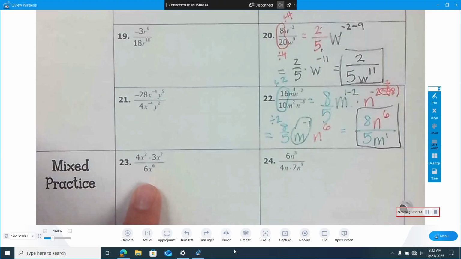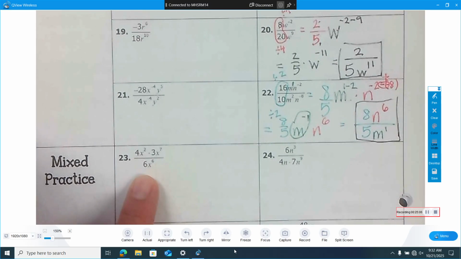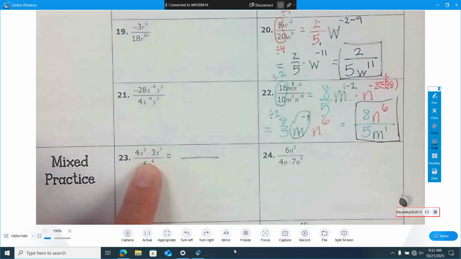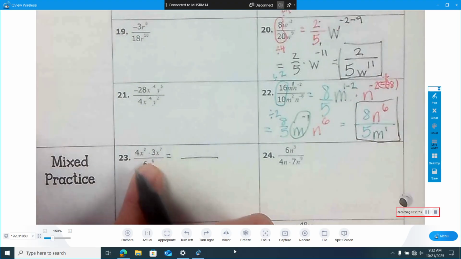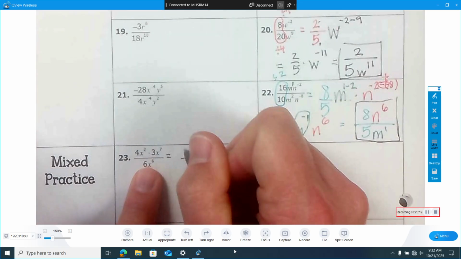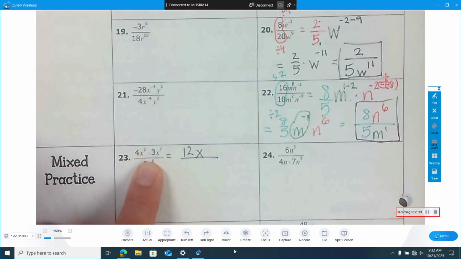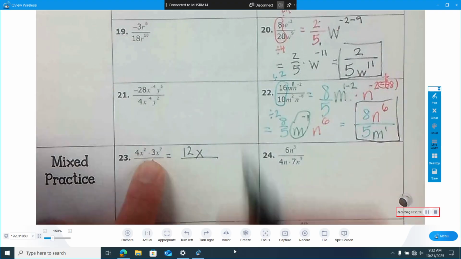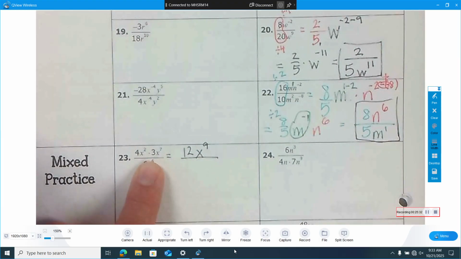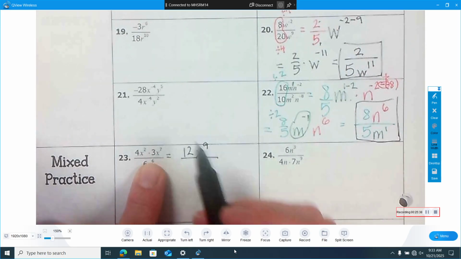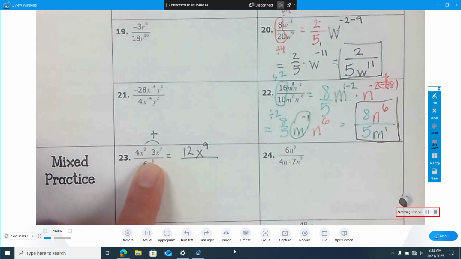What do you suppose on number 23 we need to do? Do the top. Very good. We need to consolidate that top up there. What can I clean up? 4 times 3. I can clean up my numbers. 4 times 3 is 12. And what do we do with all those x's? Combine them. How many x's would that be? X to the 9th. X to the 2nd times x to the 7th. They have the same base, so we add those exponents together and get 9.